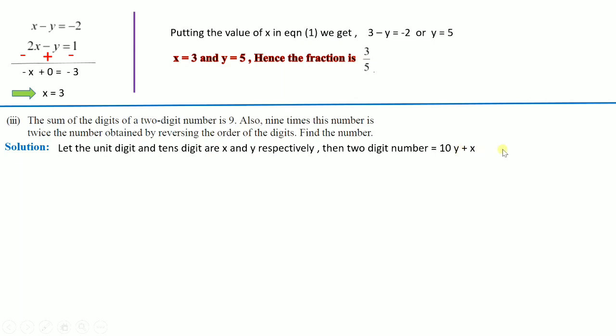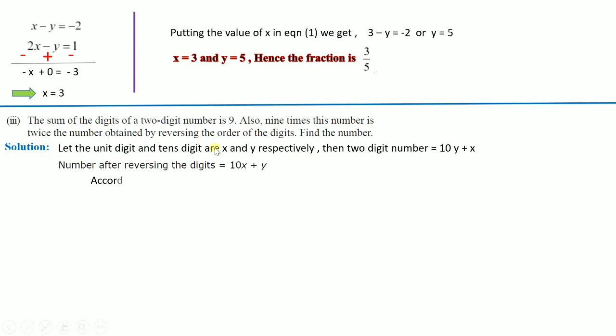Okay, remember this is our original number, x plus 10y. Now the number after reversing the digits, as I told you, 19 becomes 91. In place of x we'll write y, and in place of y we'll write x. So this becomes 10x plus y. That is called reversing the order of the digits.